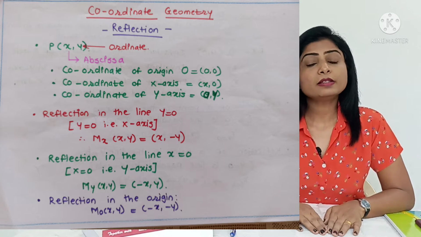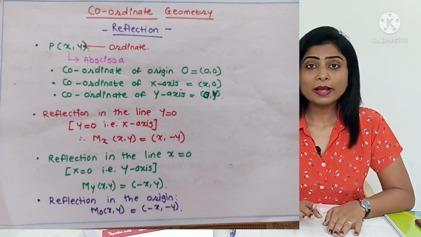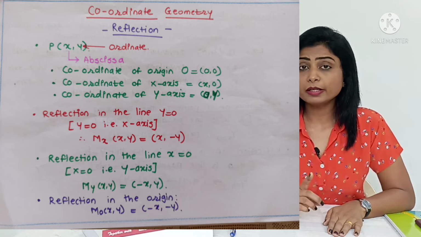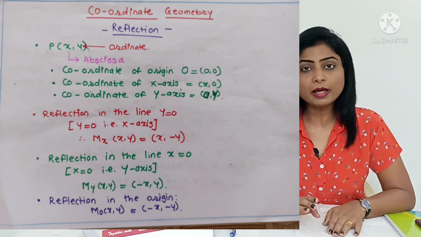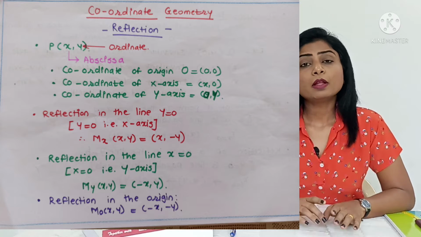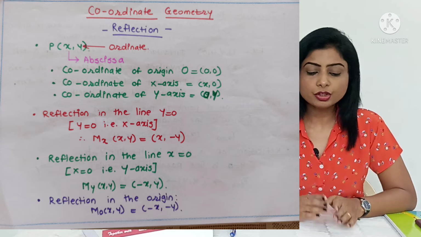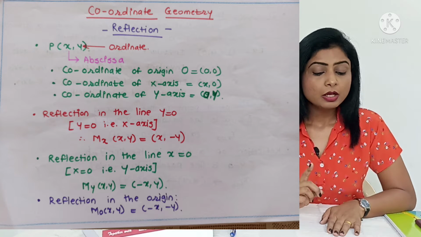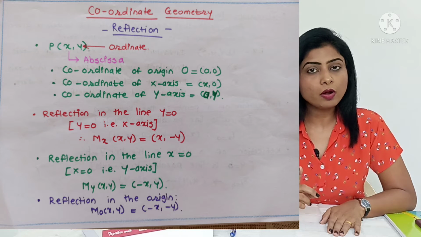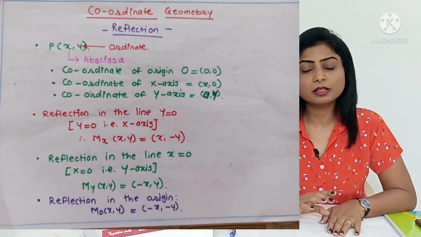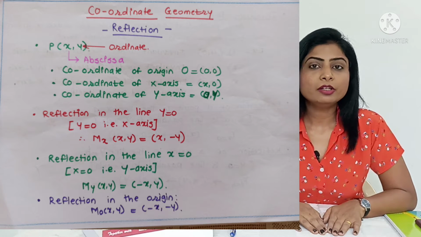Correct. Now let us revise the reflection in a particular axis. Now reflection in y equal to 0. Now y equal to 0 is the equation of the x axis. So remember, y equal to 0 and x axis both are the same, meanings are the same. Now reflection in the x axis or y equal to 0 will be, x will be unchanged, only your y will change, right? So M(x, y) will be (x, -y). Remember, y equal to 0 is the x axis, and if the reflection is in the x axis, x will not change, only y will change.